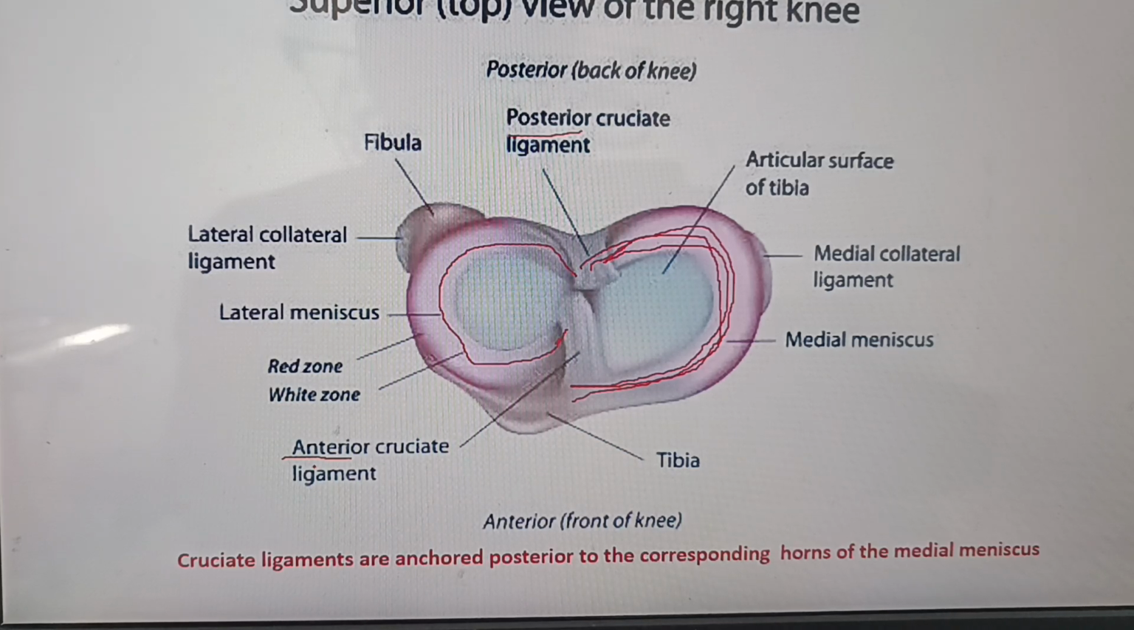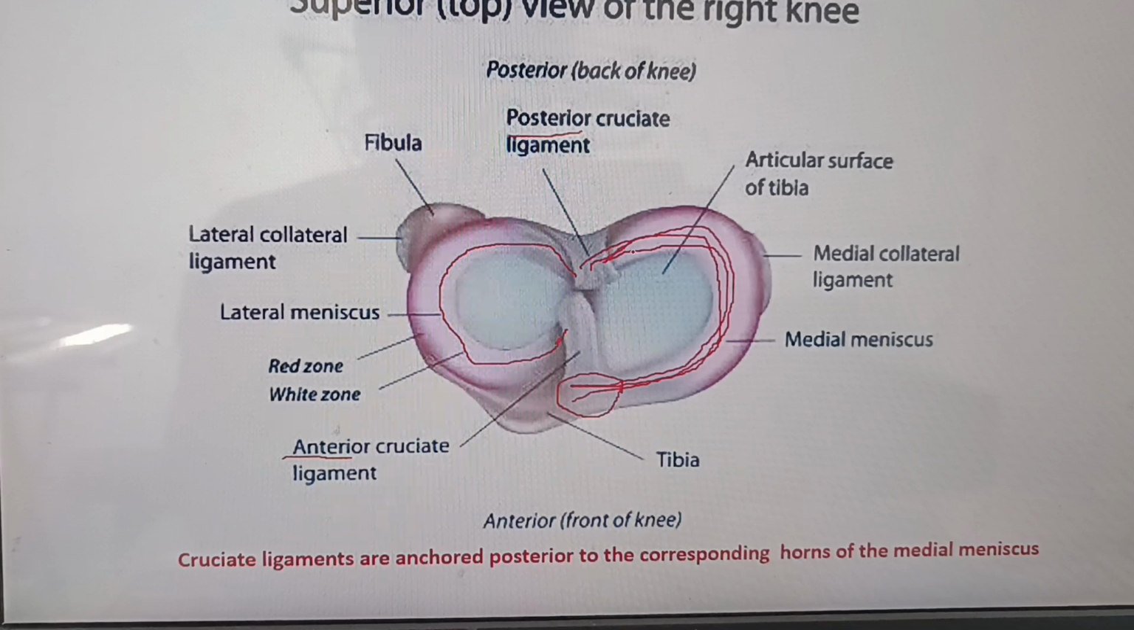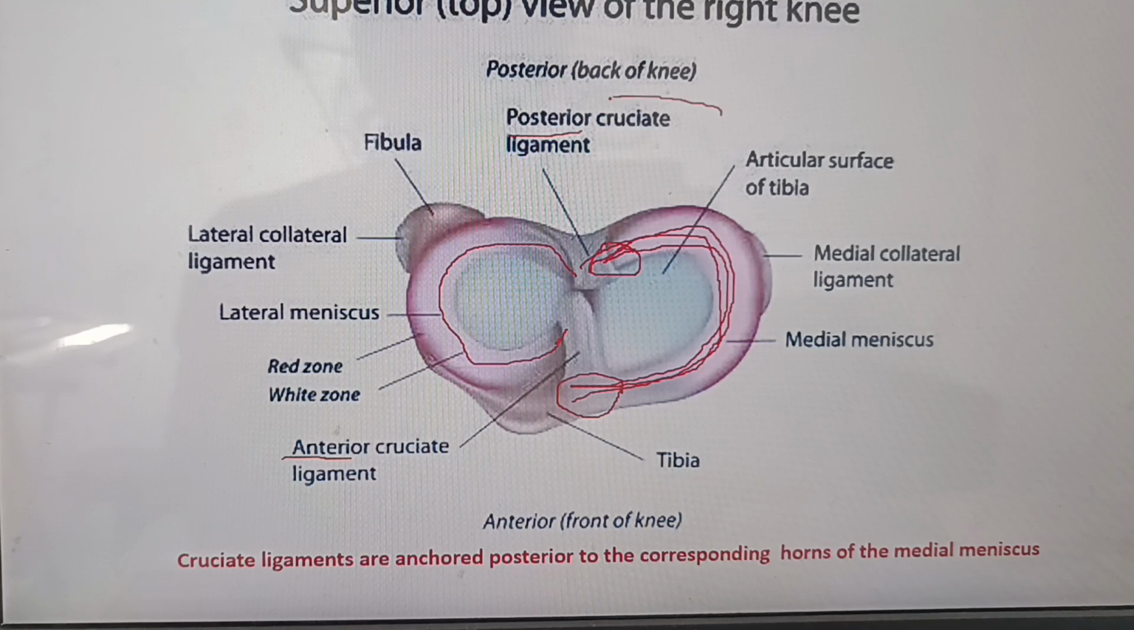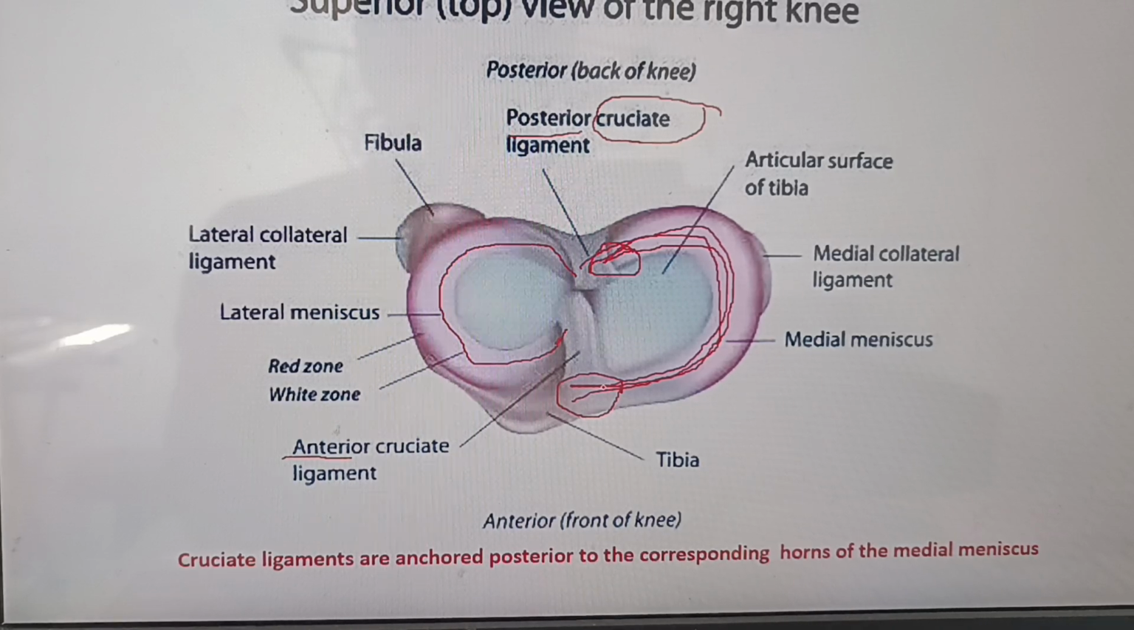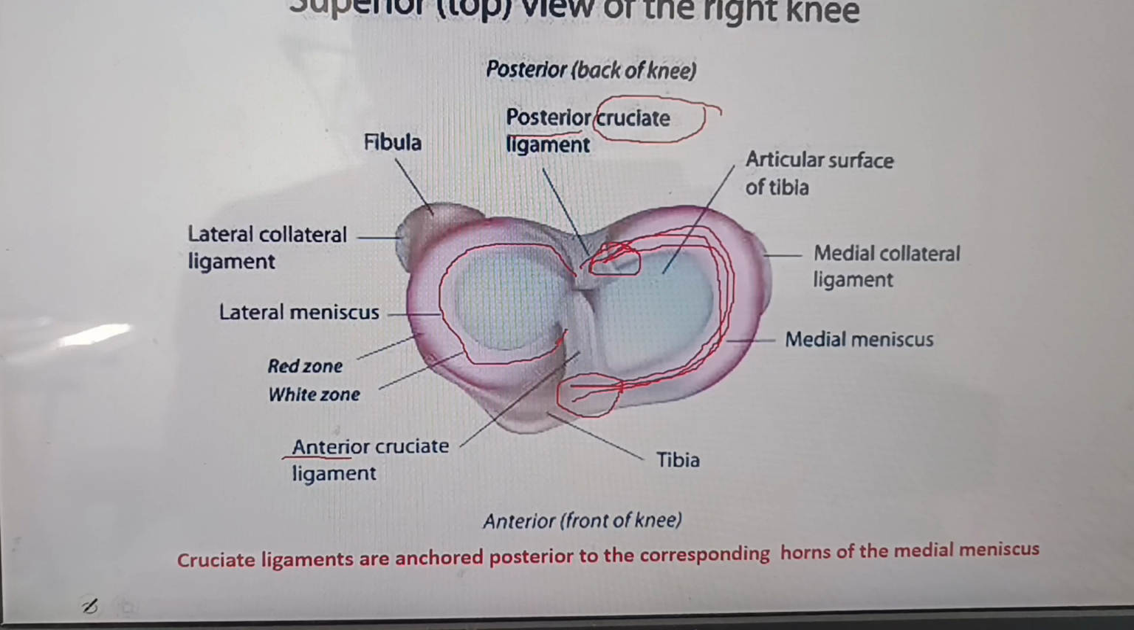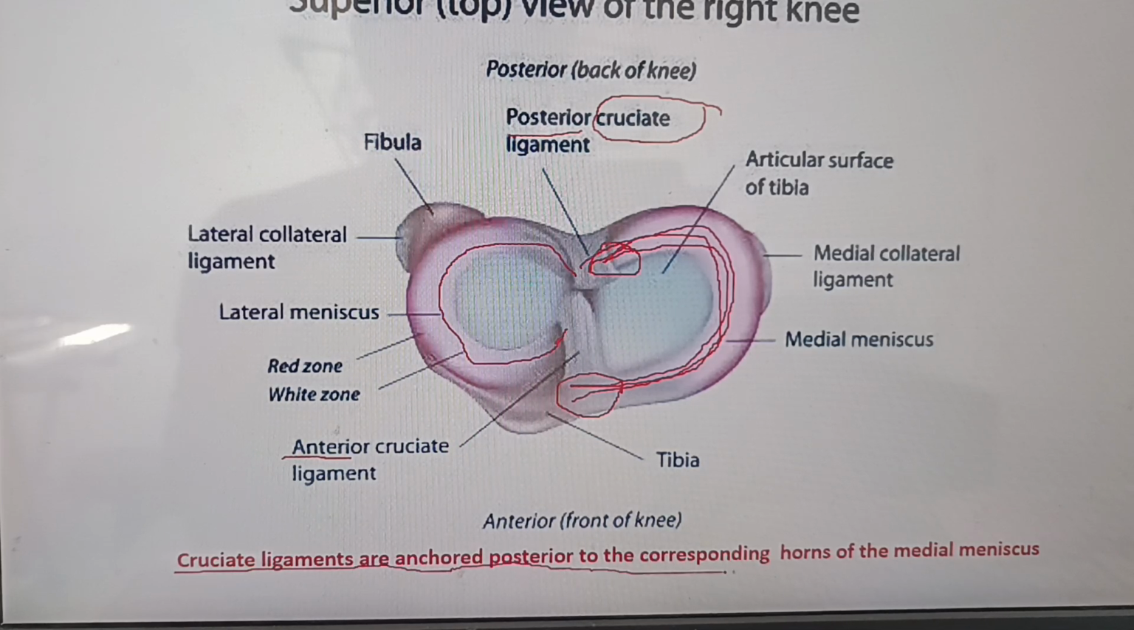So the anterior cruciate ligament is related with the anterior horn of the medial meniscus, and the posterior cruciate is related with the posterior horn of the medial meniscus. All the cruciate ligaments are located behind the corresponding horns of the medial meniscus. So that is the statement: cruciate ligaments are anchored posterior to the corresponding horns of the medial meniscus.